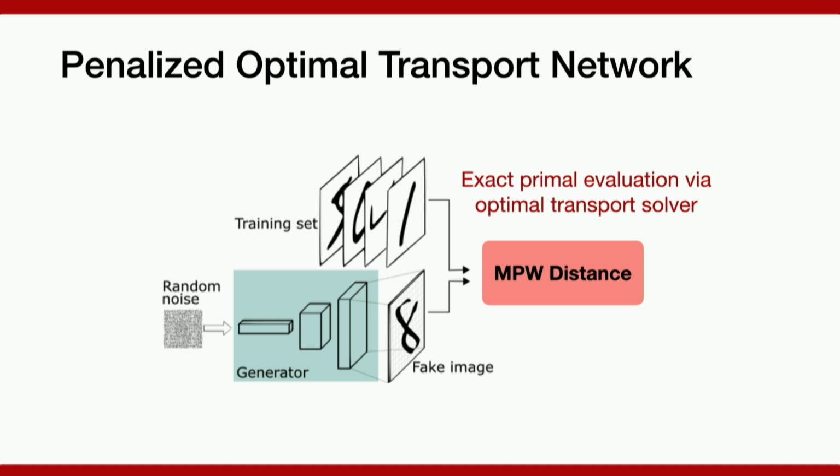Now, the advantage of that is we can actually perform exact primal evaluation. So in addition to the marginal alignment, we can perform exact primal evaluation using an optimal transport solver. And we perform one-step backpropagation as opposed to doing backpropagation with respect to both generator and discriminator networks.